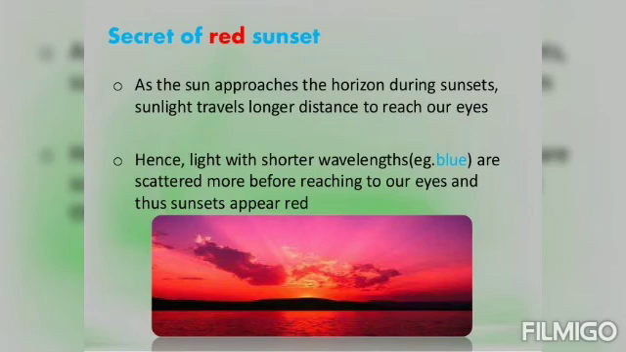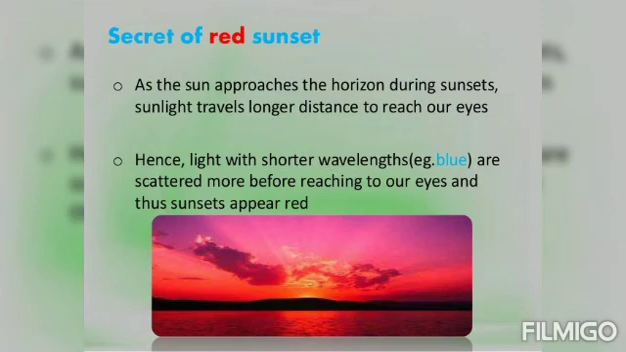Why, during sunrise and sunset, does the sun appear red in color? Because during sunrise and sunset, the light has to cover a longer distance to reach the observer. Observer means we, standing on the earth. The light is taking a longer distance to come from the sun to the earth. So as the sun approaches the horizon during the sunset, sunlight has to travel a longer distance to reach our eyes. Hence, light with shorter wavelength.